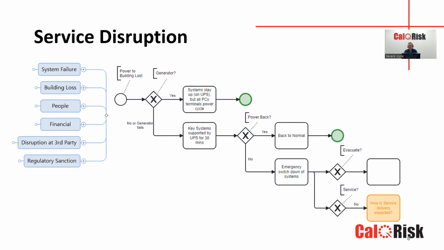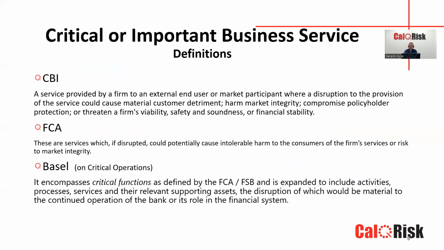And you've got to think, how is your service delivery impacted? Now think of the power in the building you're in, think of the power in the data center where your critical systems are. And try to put yourself in that place: how is the service delivery impacted, who cares, who's affected, and who's going to be calling you first? Because, and this is what I'm trying to get to, you need to define what's a critical or important business service that you're providing.